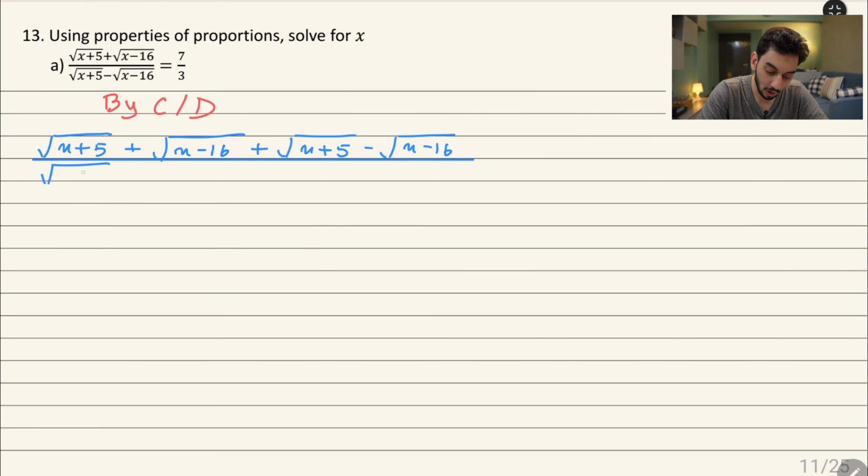minus the denominator. So root of x plus 5 plus root of x minus 16 minus root of x plus 5, and minus becomes a plus root of x minus 16, sorry, it is x minus 16, is equal to, same thing, 7 plus 3 upon 7 minus 3. In the numerator, these two roots can just go away. In the denominator, these two roots go away.